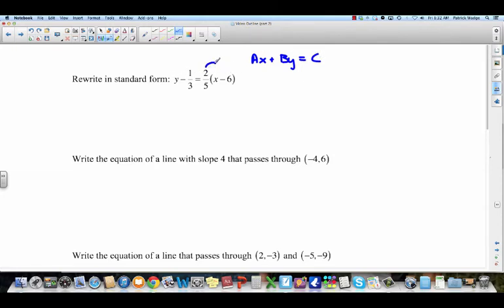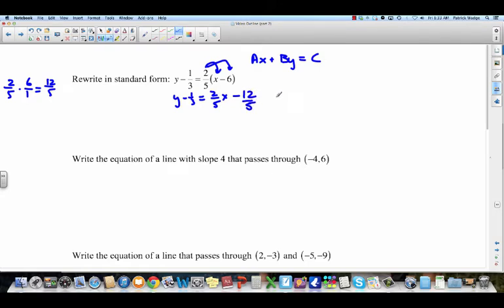Well, again, we're going to have to use the distributive property here. We're going to have to multiply these things. So y minus 1/3 equals 2/5 x, when you multiply that. And then we have to multiply 2/5 times -6. Well, positive times a negative is a negative. And 2/5 times 6, that's the same as 6 over 1. You get 12 on the top, 5 on the bottom.